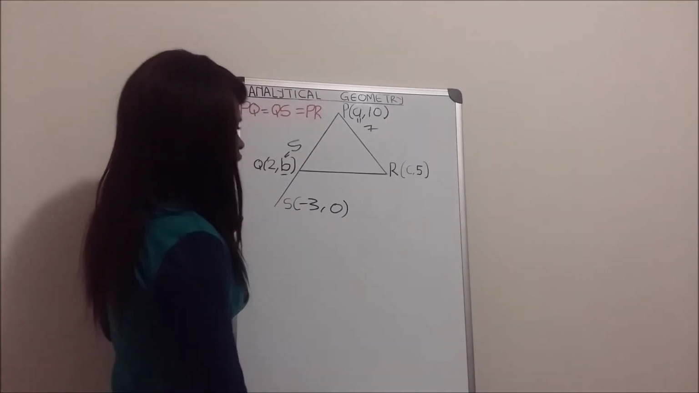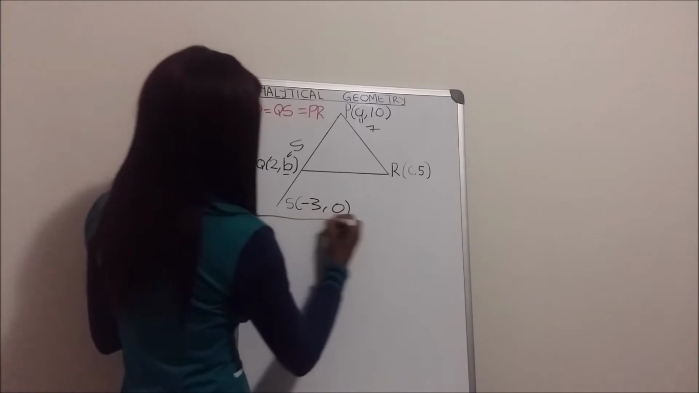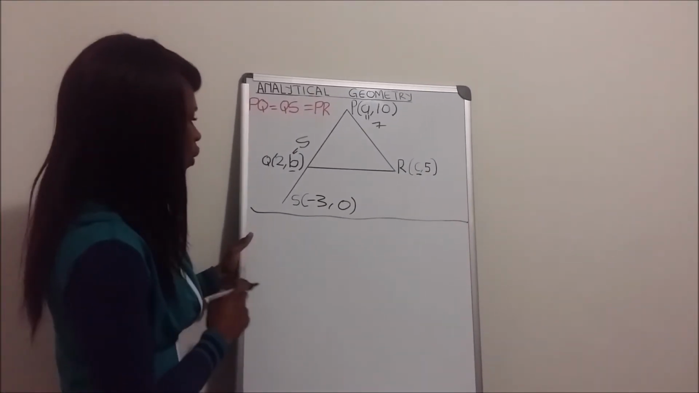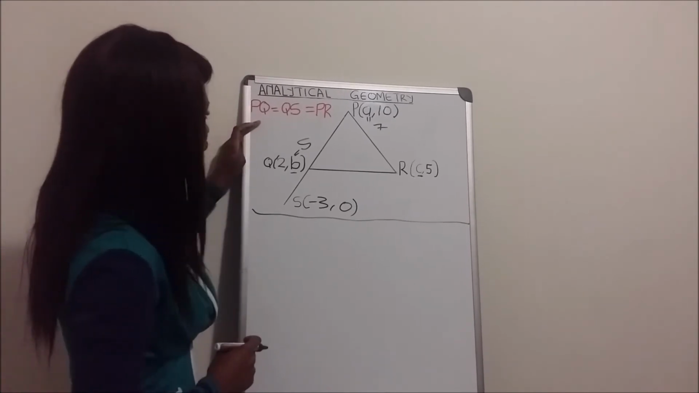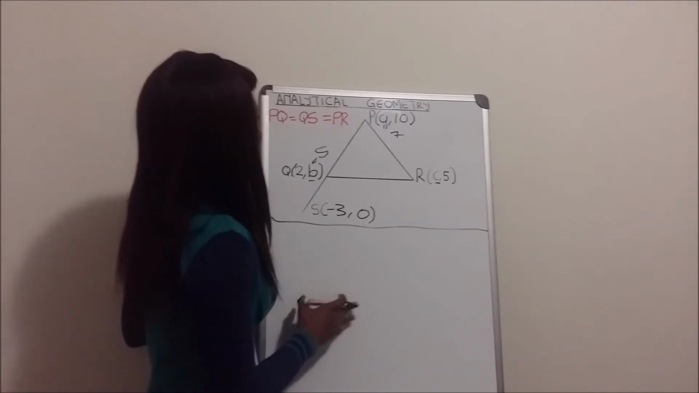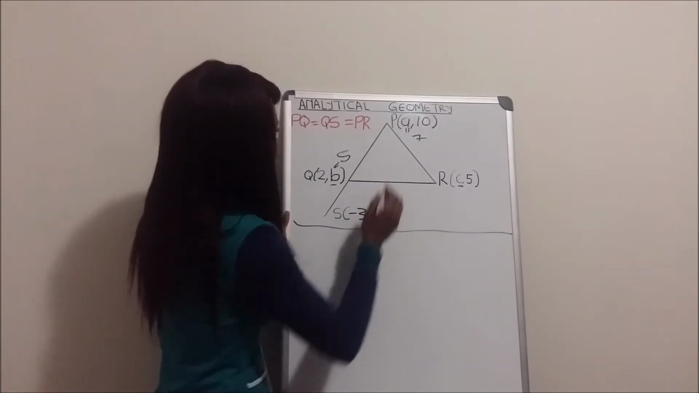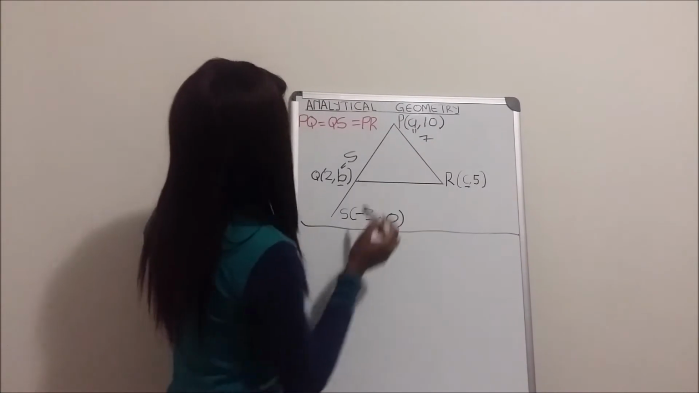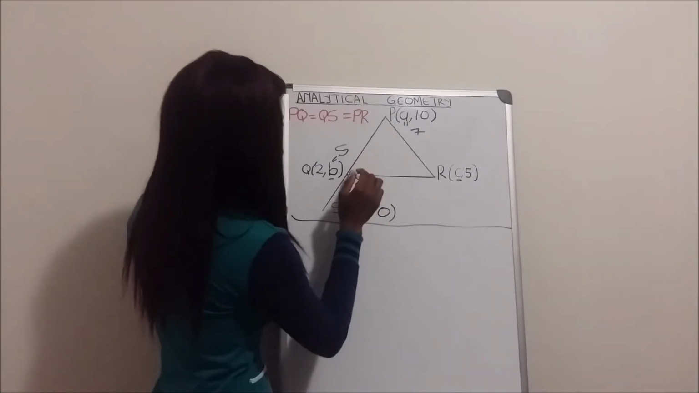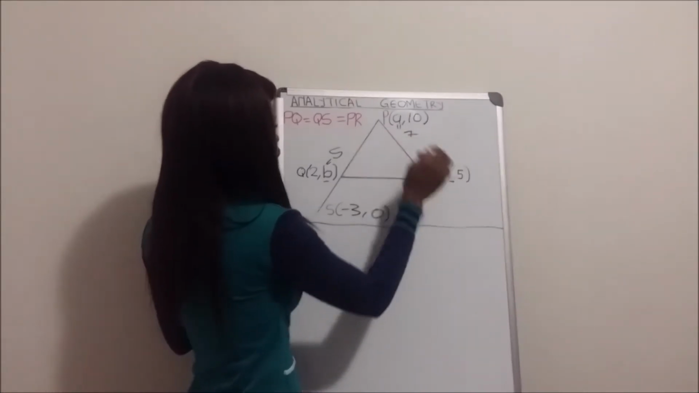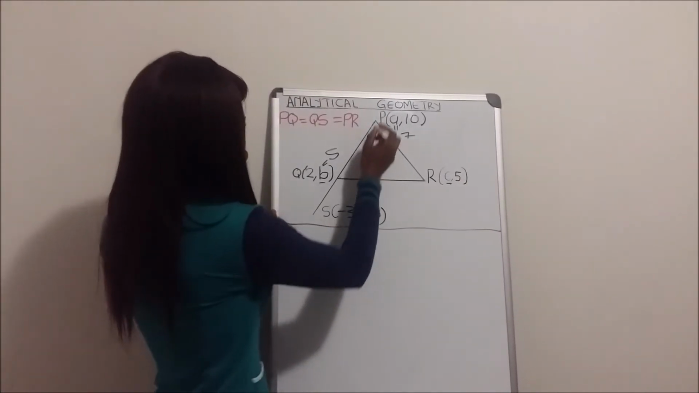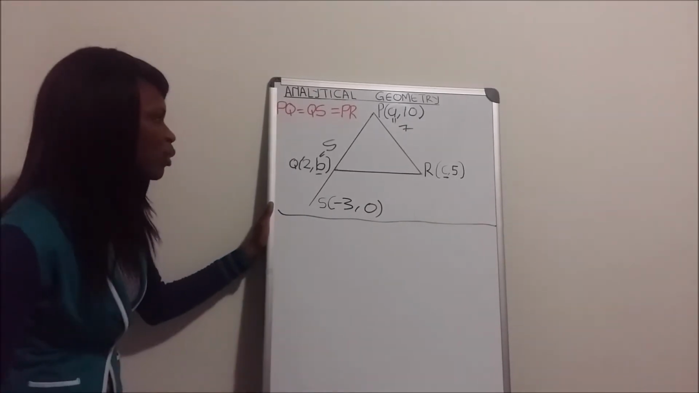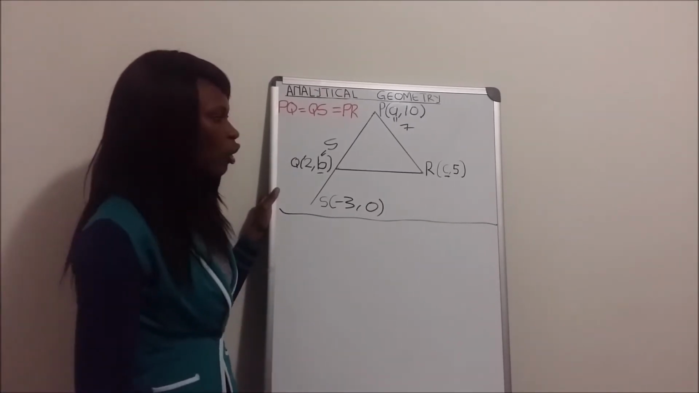The next question is to find the value of C, which is the x coordinate of point R. Here we have a condition that PQ is equal to QS, which is equal to PR. That means the distance of PQ is the same as the distance of PR. Let's use those two points to find the distance, and then equate it to the distance of PR so that we can determine the value of C.